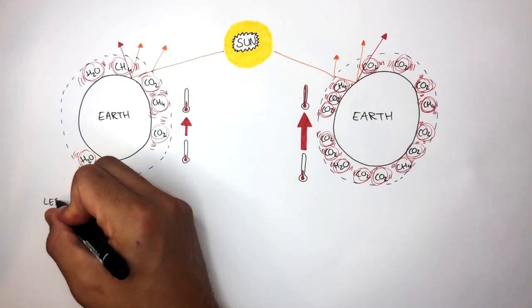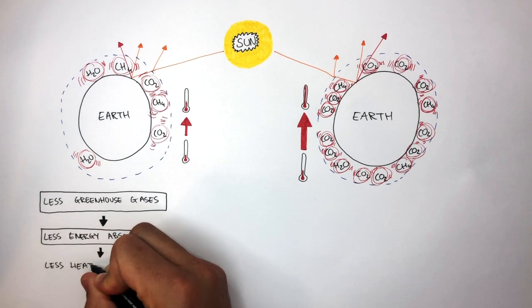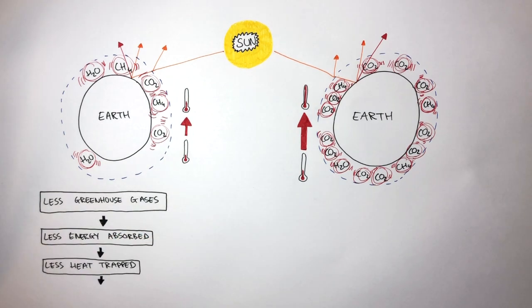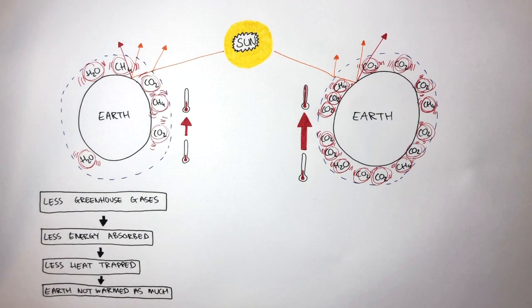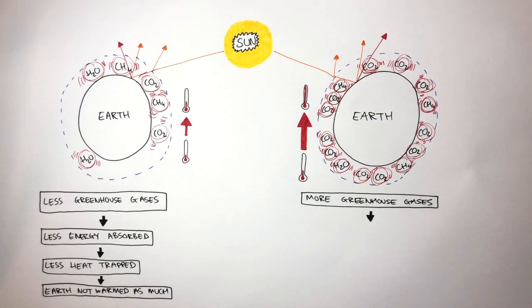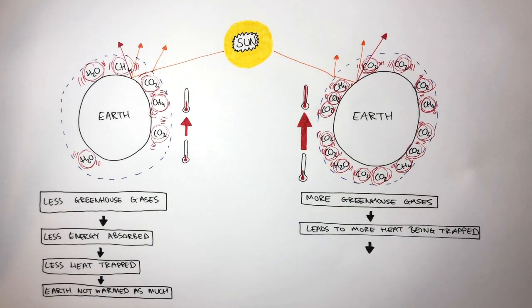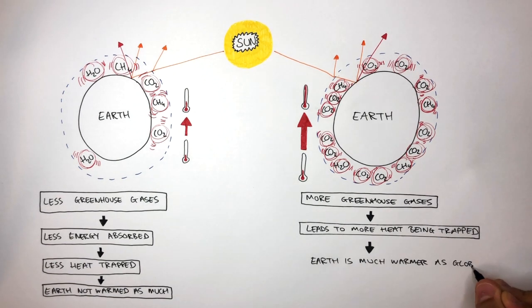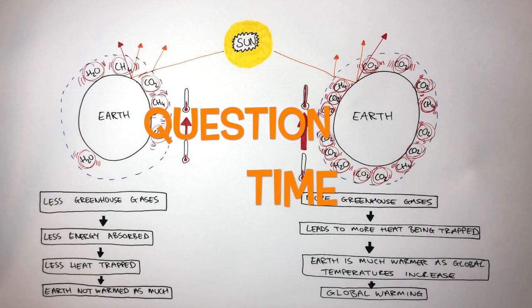So we can see how fewer greenhouse gases means less energy absorbed, which means less heat is trapped, which means the Earth is not warmed as much. Whereas more greenhouse gases leads to more heat energy being trapped, and Earth is much warmer as global temperatures increase, which is what global warming is, caused by too much of the greenhouse effect. It's question time.